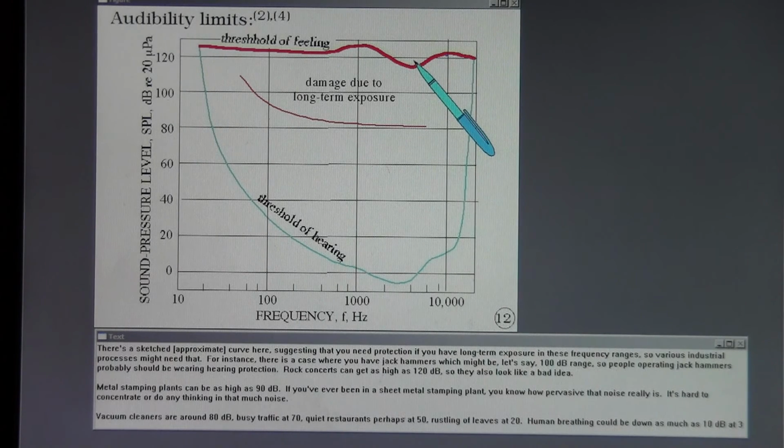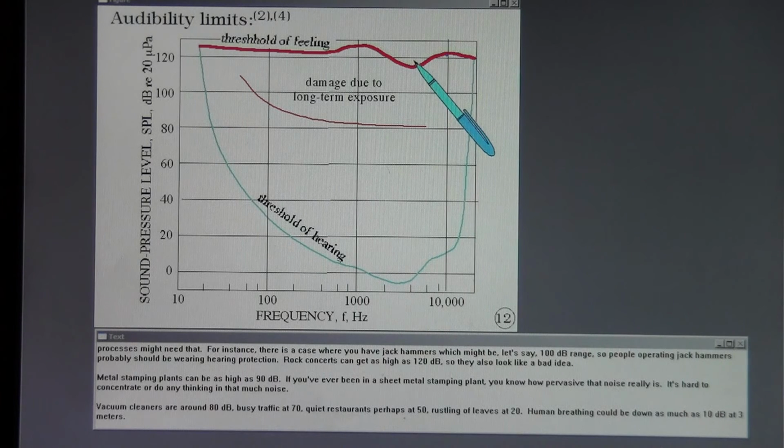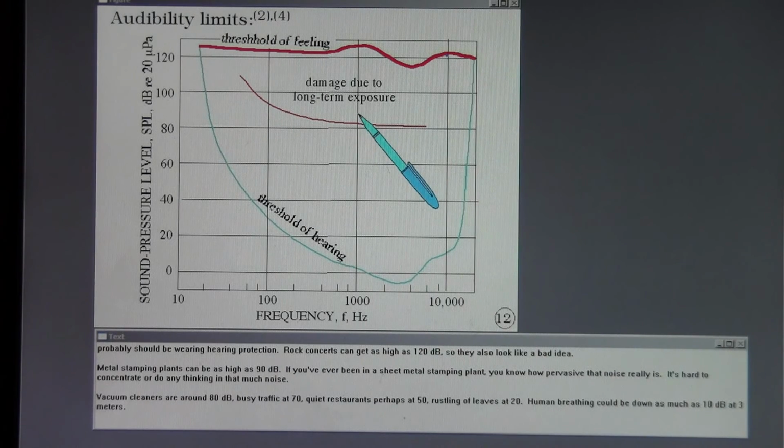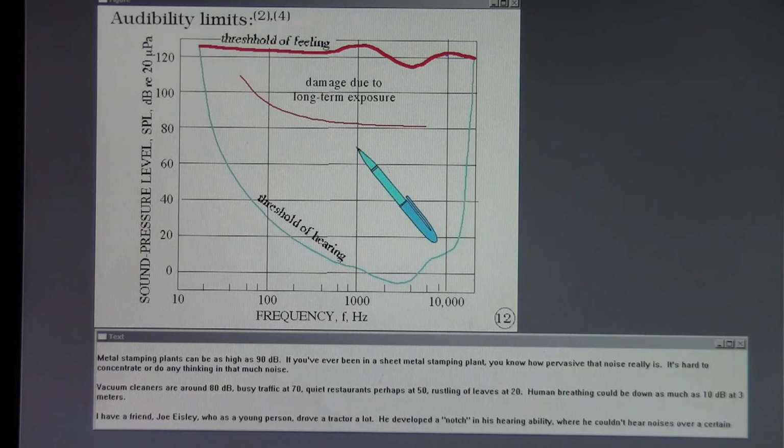Metal stamping plants can be as high as 90 decibels, and if you've ever been in a sheet metal stamping plant, you know how pervasive that noise really is. It's hard to concentrate or do any thinking in that much noise. Vacuum cleaners are around 80 decibels, busy traffic at 70, quiet restaurant perhaps at 50, rustling of leaves maybe at 20, and human breathing could be down as much as 10 decibels at 3 meters.